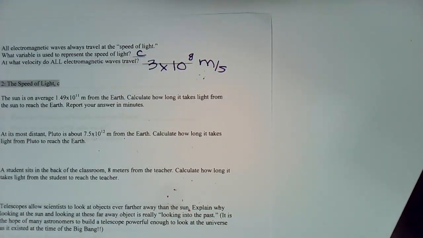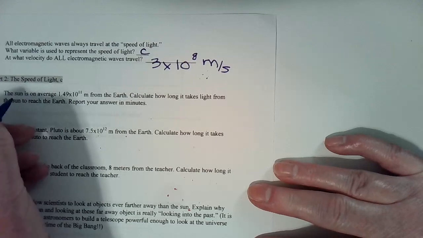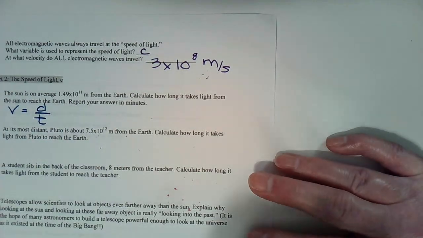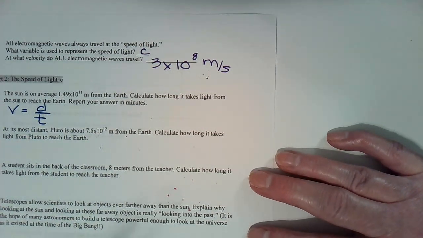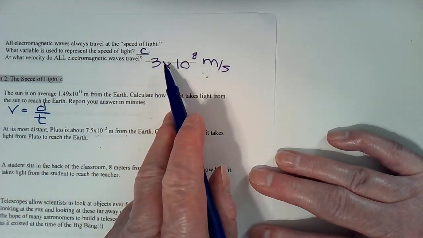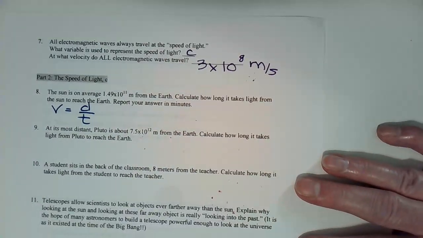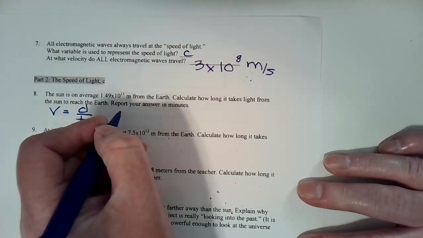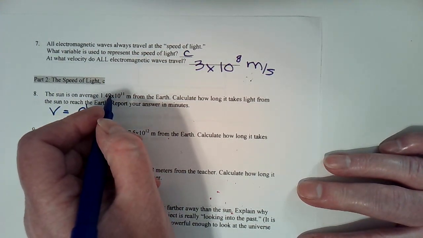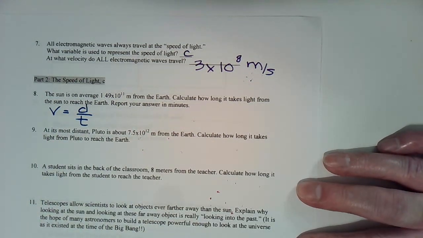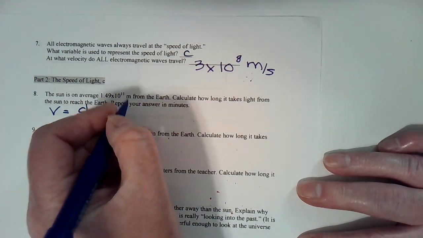All right, before we get to our spectrum, though, let's talk about some of the implications of something traveling at the speed of light. So I'm going to write down velocity equals distance over time. And I can use this equation. This is our constant velocity equation, because the speed of light is constant, which means it's constant velocity. So it says the sun is an average distance of 1.49 times 10 to the 11th meters from the Earth. How long does it take light from the sun to reach the Earth?